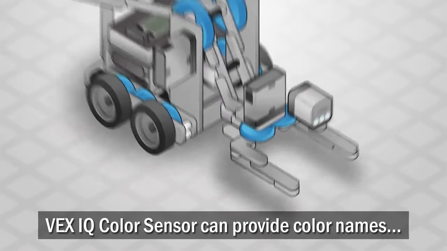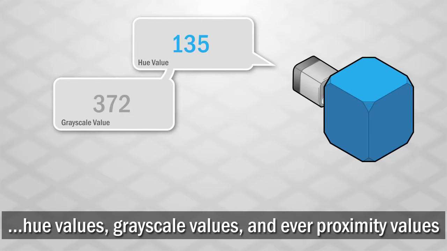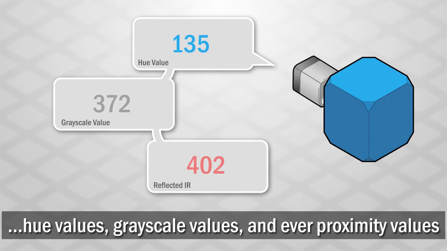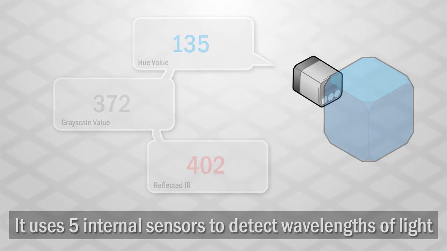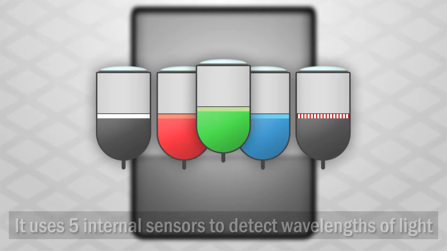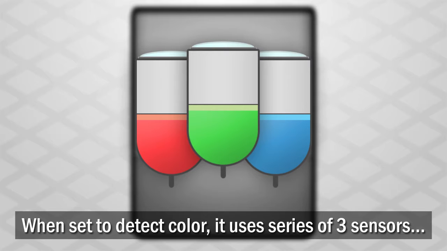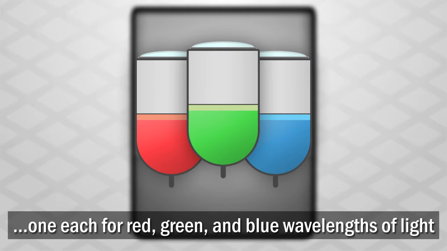The VexIQ color sensor can provide color names, hue values, grayscale values, and even proximity values. The color sensor does this using 5 internal sensors that detect different wavelengths of light. When the color sensor is set to detect color and hue, it uses a series of 3 of the internal sensors, one each for the red, green, and blue wavelengths of light.